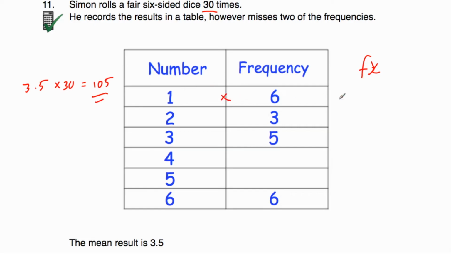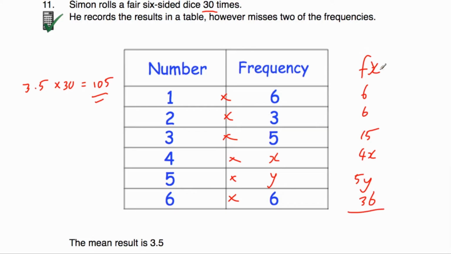So 1 times 6 is equal to 6. So 6 number 1s, if you add those up, that would be 6. 3 times 2, if you rolled a 2 3 times, that would be 6. If you rolled a 3 5 times, 5 times 3 is equal to 15. We've got this number and this number. Now, we don't know what they are. Let's call them x and y. They may not be the same as each other. That's why I'm going to call them different letters. So 4 times x is equal to 4x. 5 times y is equal to 5y. And finally, 6 times 6 is equal to 36.